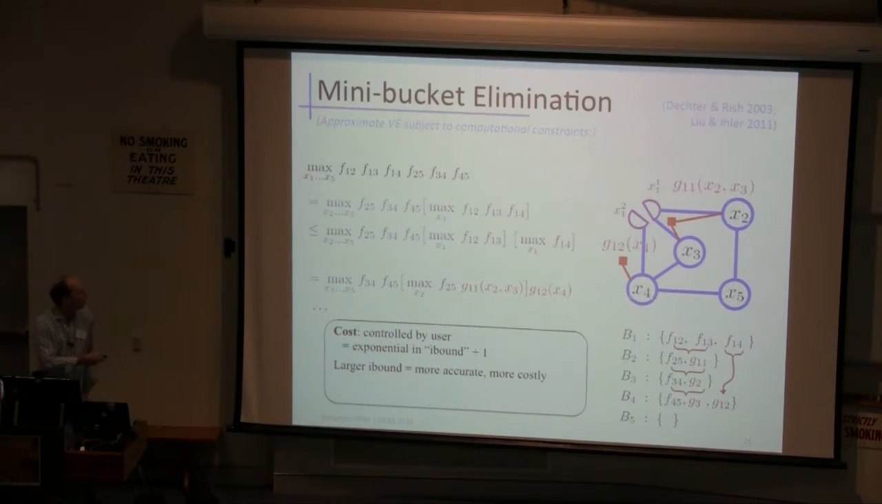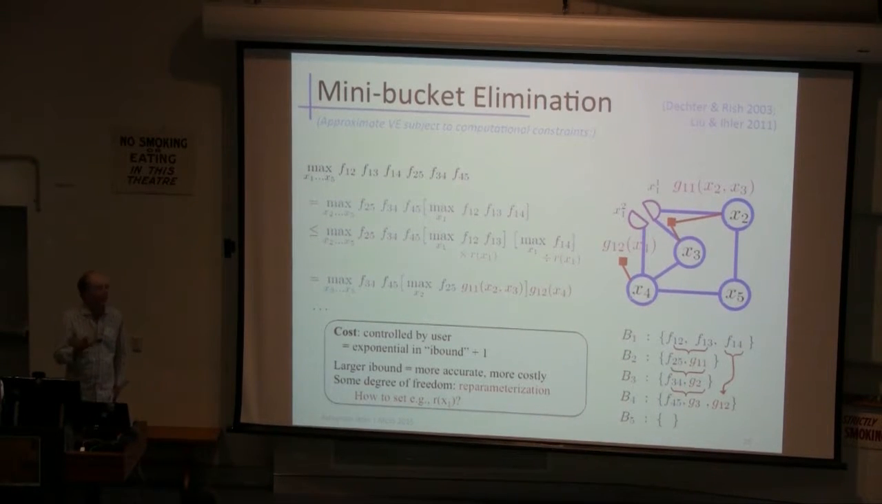So a nice thing here is that the computational cost is controlled by the user. You can select exactly how large these factors you're willing to deal with are. This is usually called the i-bound. And so if you're willing to use larger factors, you tend to be more accurate, but more costly.